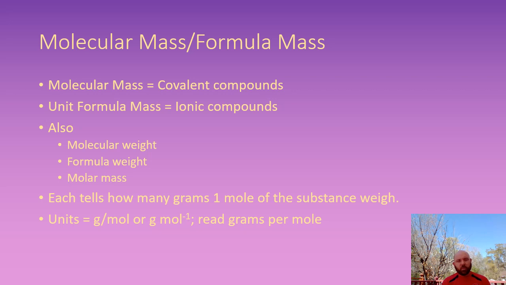And keep in mind that 1 mole is equal to 6.02 times 10 to the 23rd of any single entity. Usually these figures are reported in g/mol or g times mol to the negative 1, and both of those units read the same and mean the same thing, and they tell you grams per 1 mole of that substance.